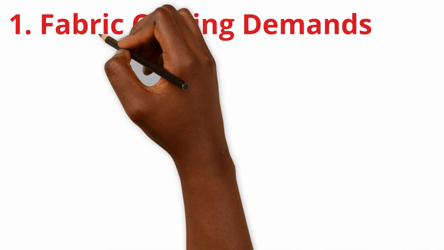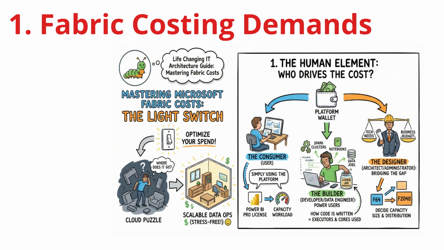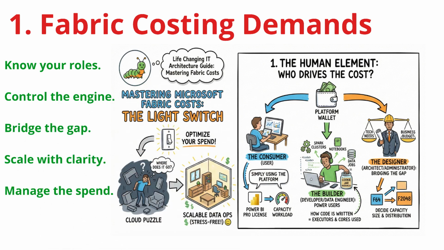Let's get started. Managing a cloud environment can often feel like trying to assemble furniture in the dark. You know the pieces are there, but you aren't always sure how they fit together until you see the final bill. In the world of Microsoft Fabric, mastering and optimizing your platform costs is the light switch that turns a cloud puzzle into a clear, scalable operation. This life-changing IT architecture guide, presented by our Caterpillar guide, breaks down the economics so you can scale your data without scaling your stress. It starts by identifying who is driving the cost.